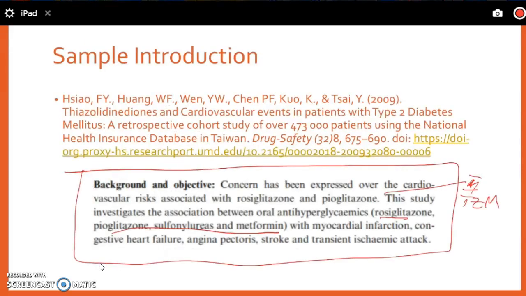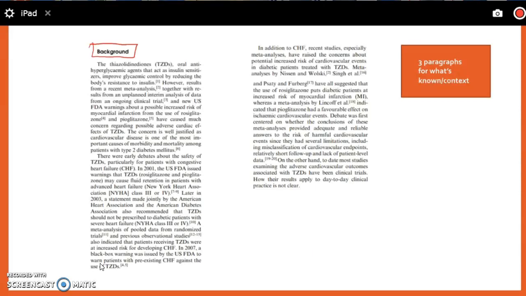I think I said TZMs earlier and then TCDs. Sorry about that, wrong letter. So these TZDs, namely those drugs they're investigating, are great because, it says here, they reduce the body's resistance to insulin, right? This is great for type 2 diabetes. However, recent studies have shown that this causes all sorts of issues related to the heart.